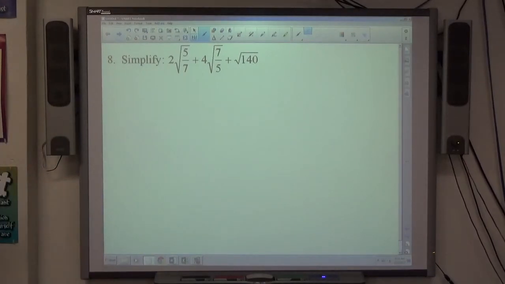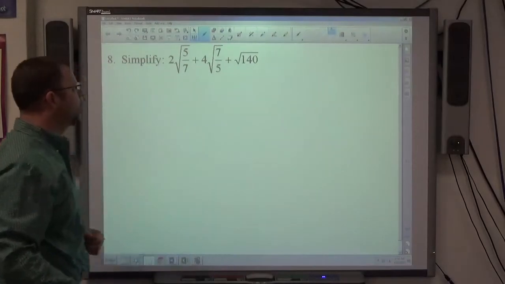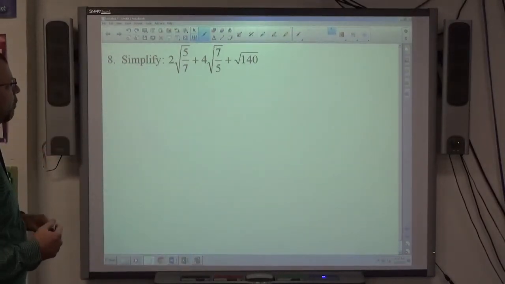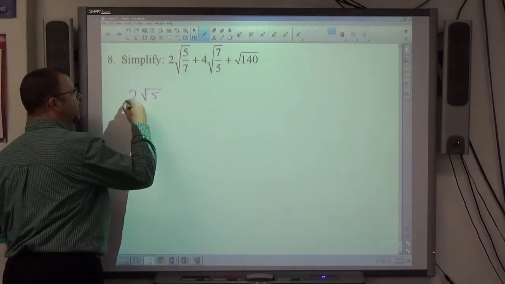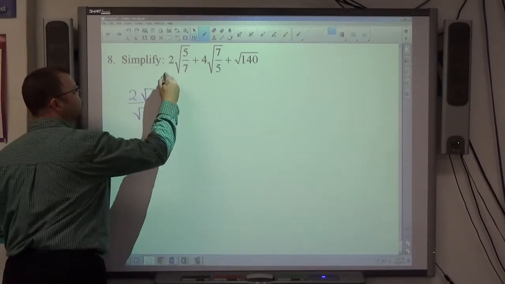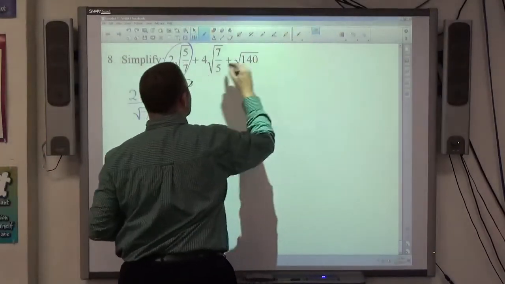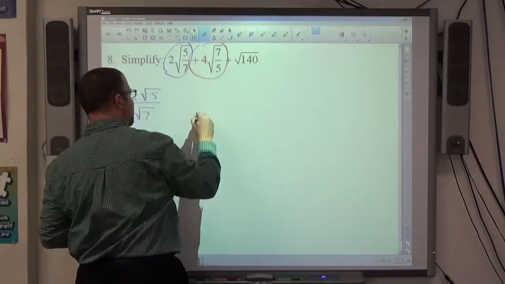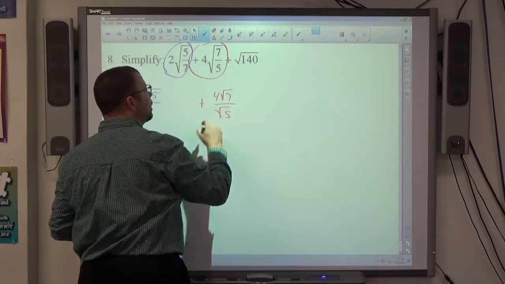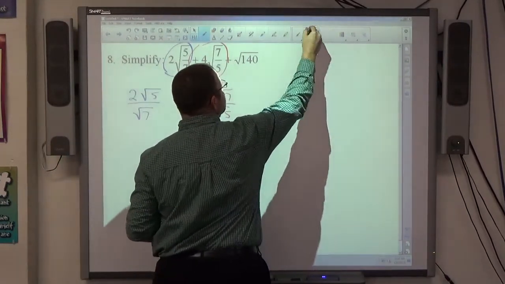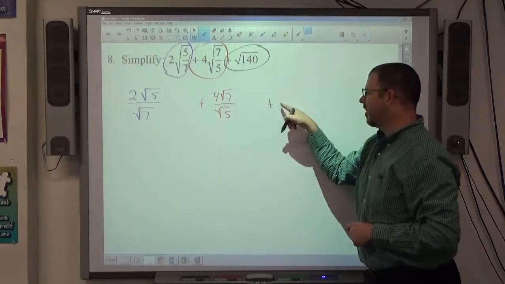Number 8: 2 to the 5 square root of 5 sevenths plus 4 square root of 7 fifths plus the square root of 140. The first two we have fractions, so I'm going to do 2 times the square root of 5 over the square root of 7. I'm going to rewrite that. I'll leave myself a little bit of space. Then I'm going to rewrite this as plus 4 times the square root of 7 over the square root of 5. Leave a little bit of space.